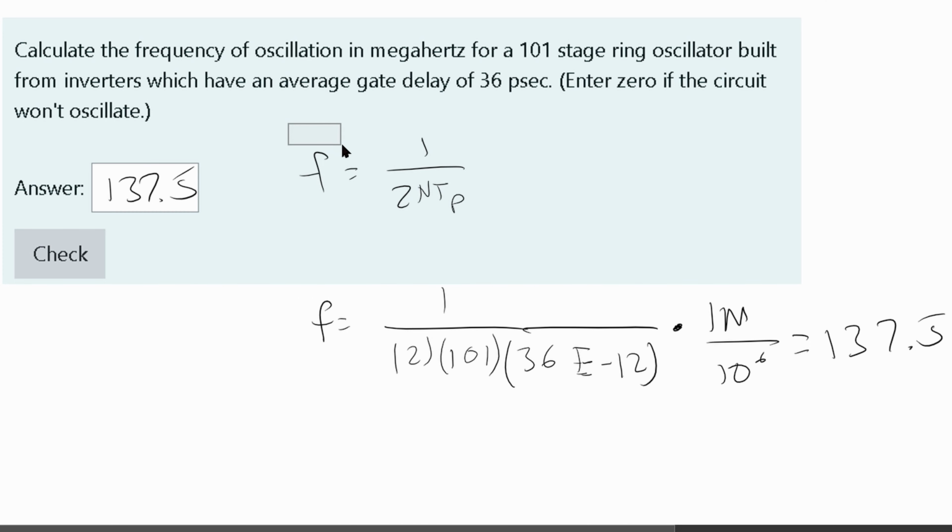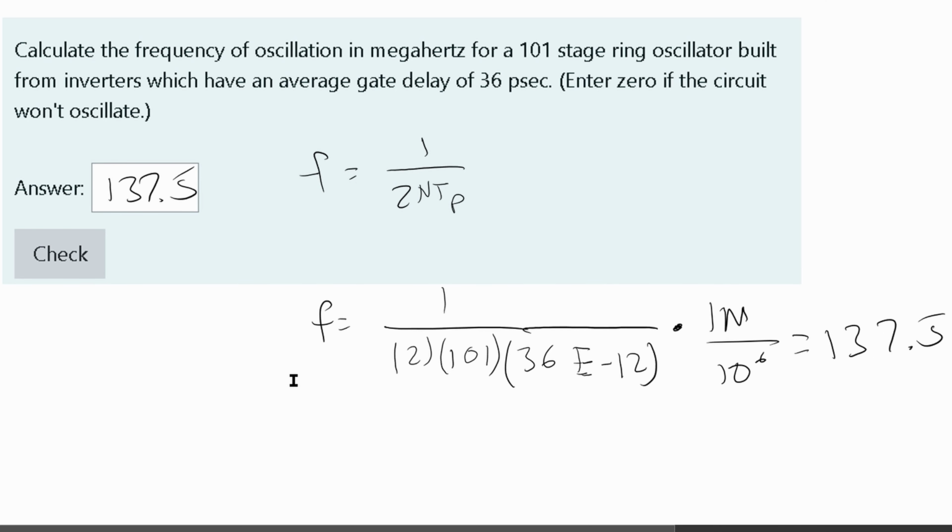So the equation that I have, and I've pulled this from a previous video, but it's in the description, we have our frequency equal to 1 over 2n TP. That's just a general equation that we're going to use. I plugged in my values right here. We want it in megahertz, so I'm multiplying it by 1 mega over 10 to the power of 6. That's how we would convert it to megahertz, and we get 137.5 for this. And so our answer is going to be 137.5.